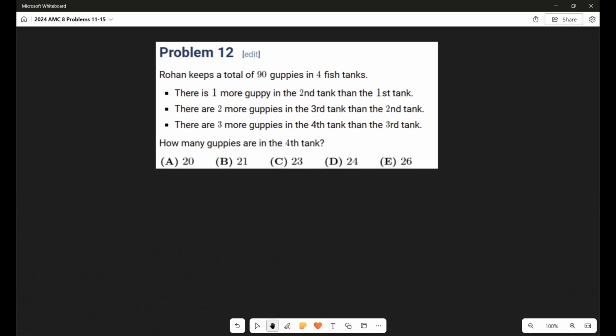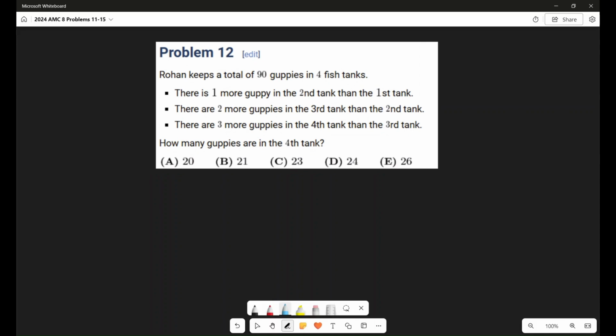Now, problem 12. Rohan keeps a total of 90 guppies in 4 fish tanks. There is 1 more guppy in the second tank than the first tank, and 2 more in the third tank than the second tank, and 3 more in the fourth tank than the third tank. How many guppies are in the fourth tank?